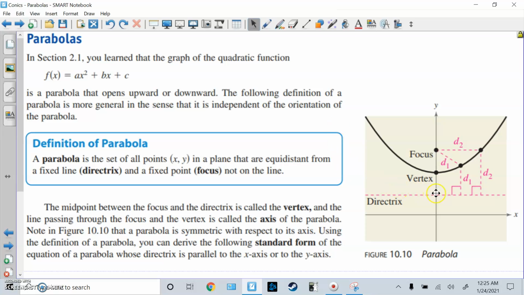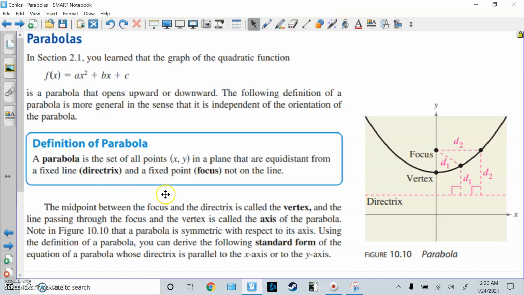Remember, any point on the parabola, say right here, D, is the same distance from the focus as it is from the directrix. This distance, D2, is the distance to the focus, and D2 is also the distance from here to the directrix. If I pick a point over here, this distance to the focus is the same as this distance to the directrix. So again, the parabola is all points that are the same distance away from the directrix and the focus.